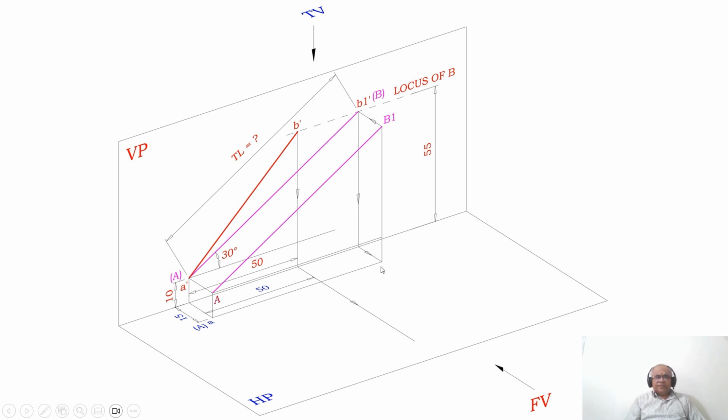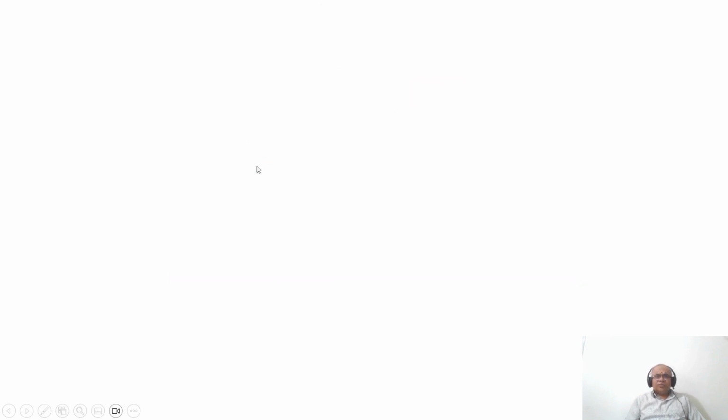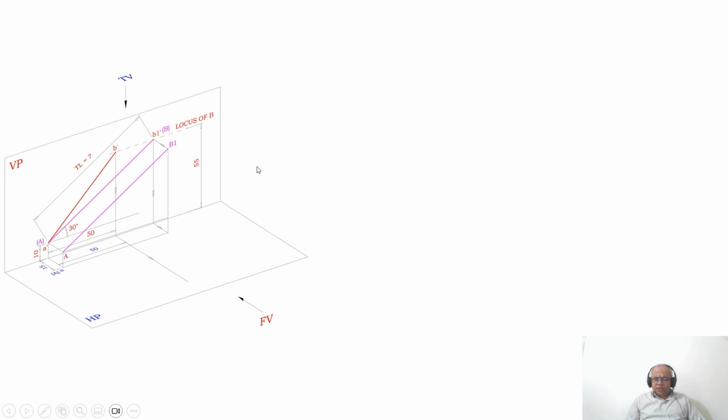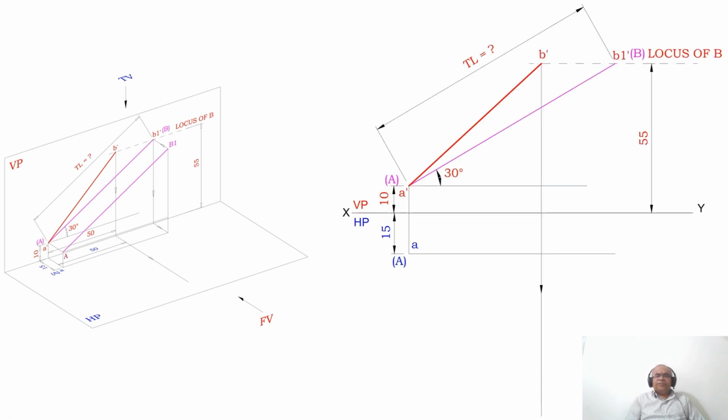And that image is going to be seen in the top view, that is, on the horizontal plane. So how do we proceed with drawing the orthographic view? First, we draw the XY line and mark VP and HP.